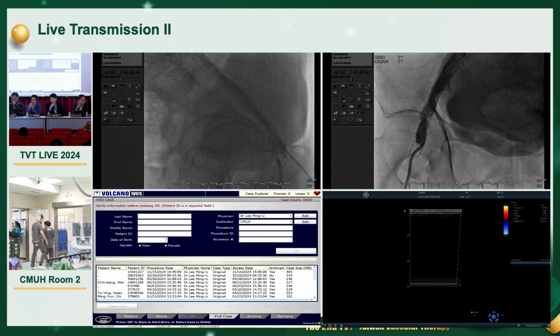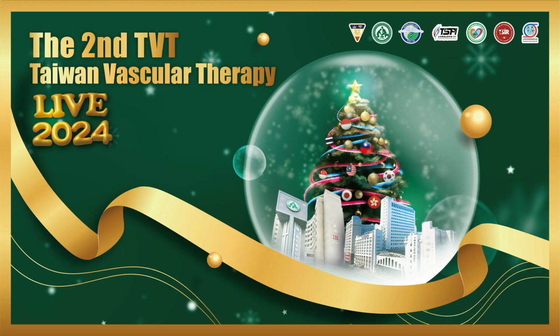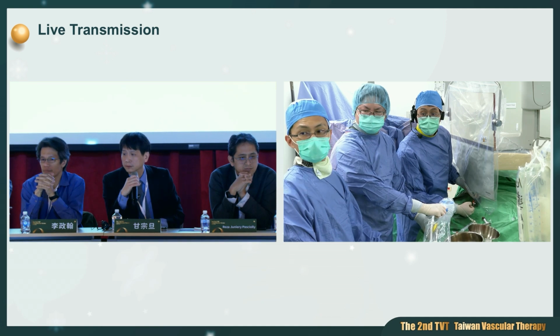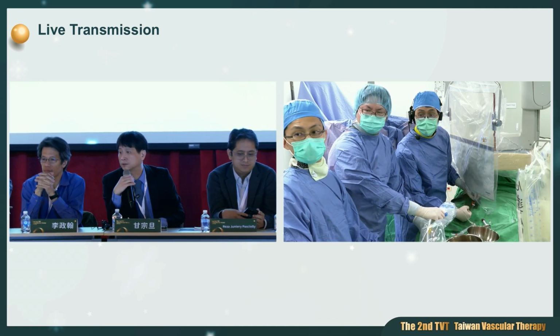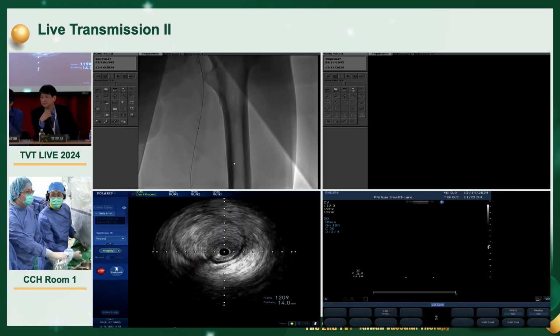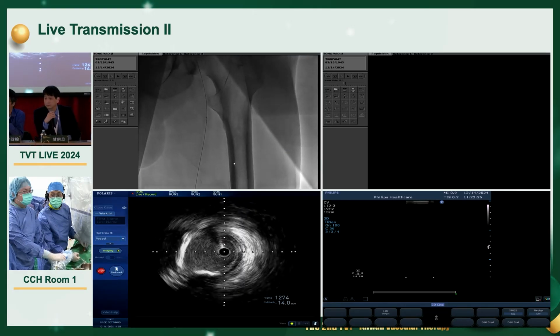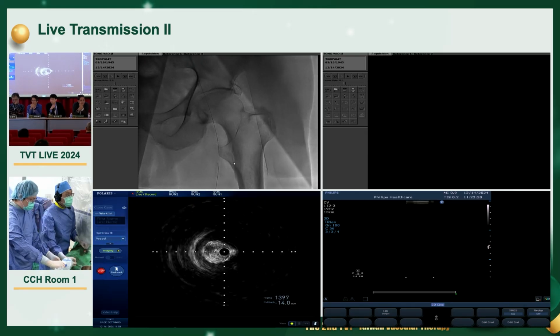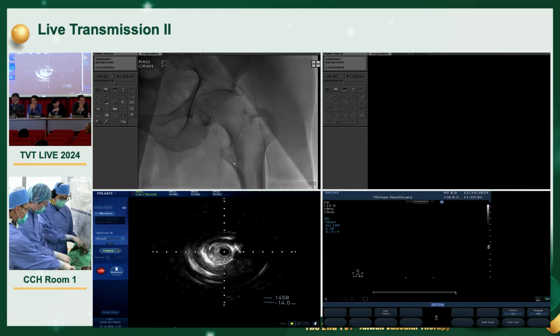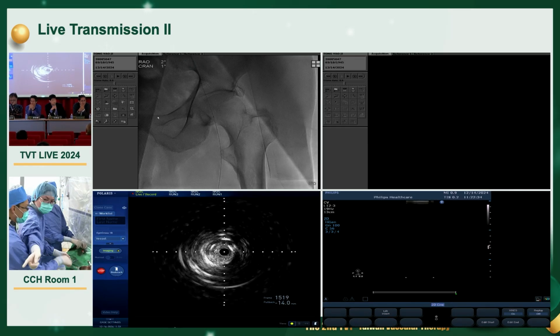Sorry, so we go back to the Zhangji room 1. Okay, so we go back. It's a middle to proximal. Okay, here is common femoral artery. Good. Any comment from our panelists for this case?